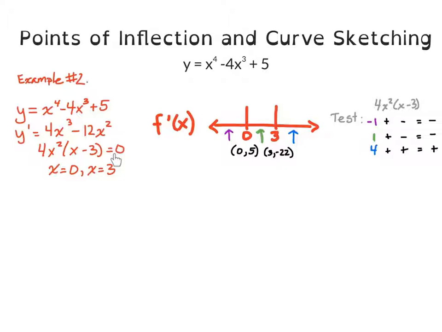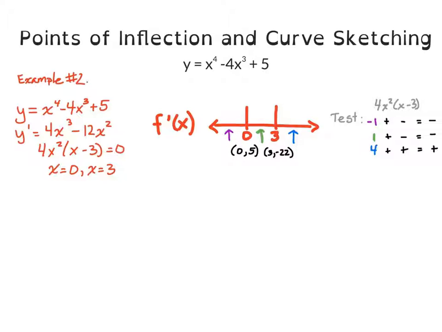Remember, we set that equal to 0, and if we solve it, we get x equals 0 and x equals 3. Creating our sign diagram right here for our first derivative describing slope, we have 0 and 3. I can actually substitute those points into the original equation and come up with (0, 5) and (3, negative 22). We then need to test the purple, the green, and the blue area.